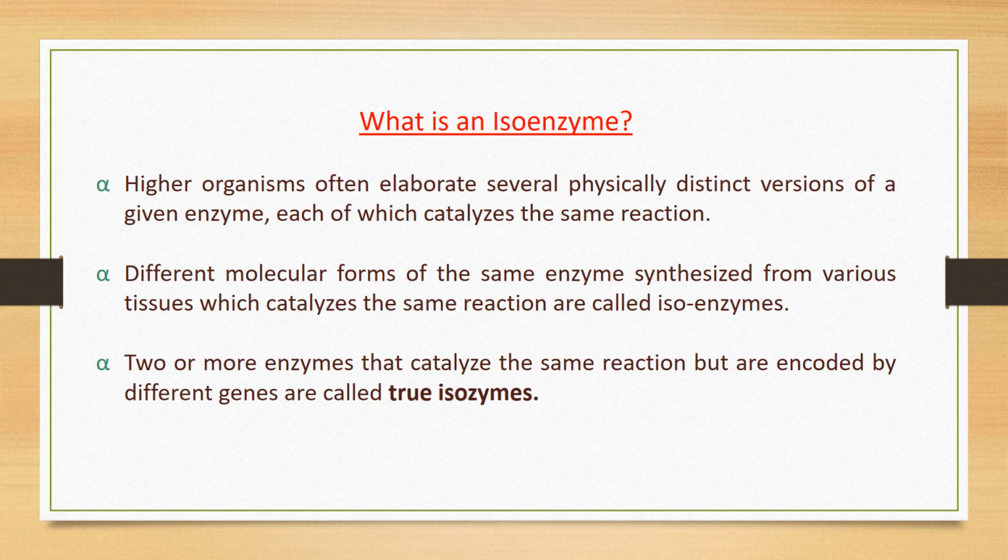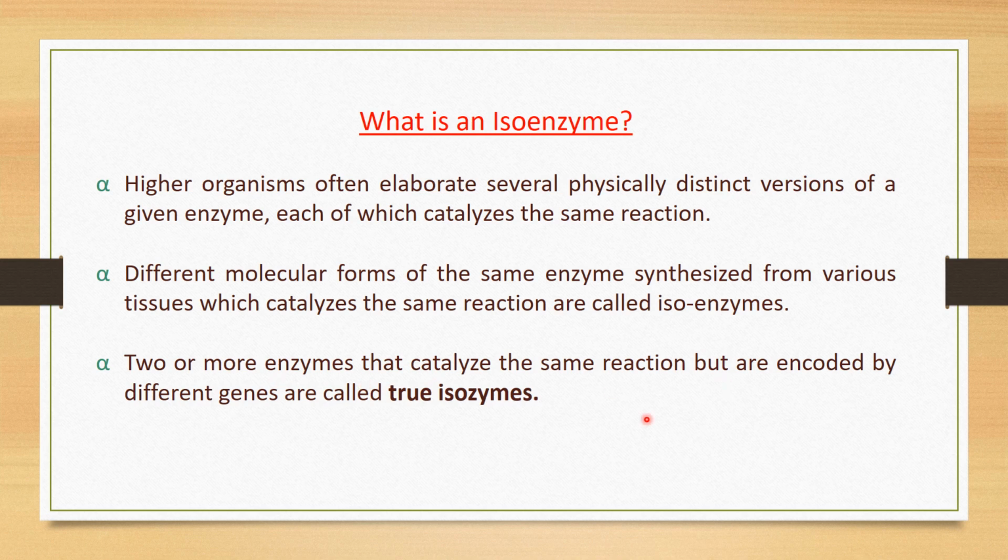So what is an isoenzyme? That means, definition. Different molecular forms of the same enzyme synthesized from various tissues or genes are called isoenzymes if they catalyze the same reaction. So, two or more enzymes synthesized from various tissues or different genes that catalyze the same reactions are called isoenzymes.